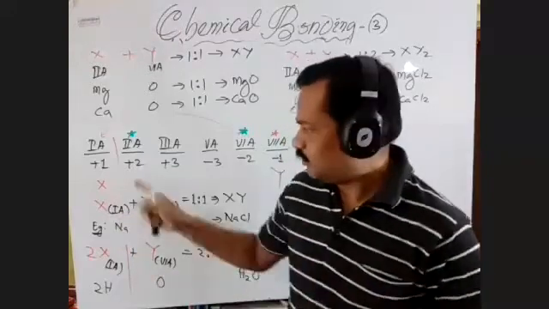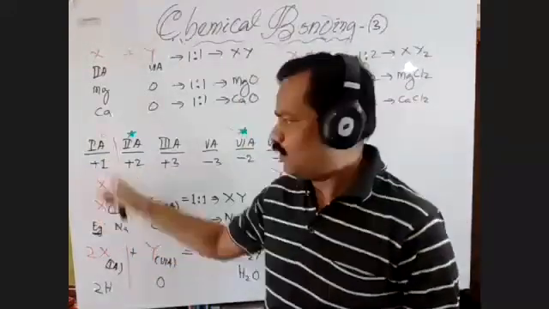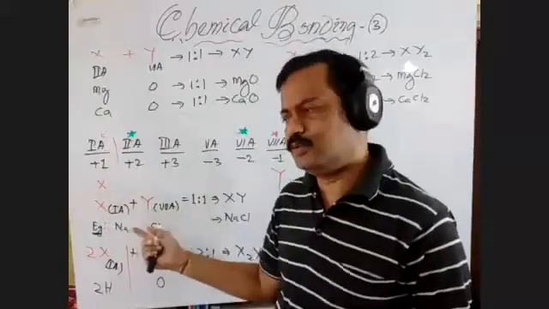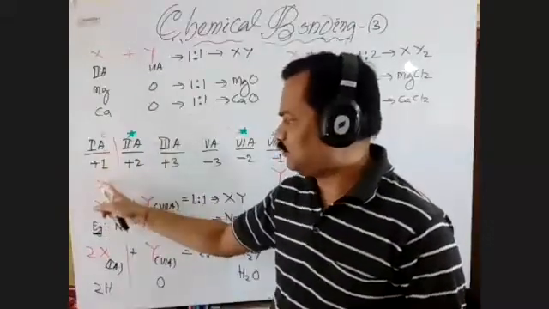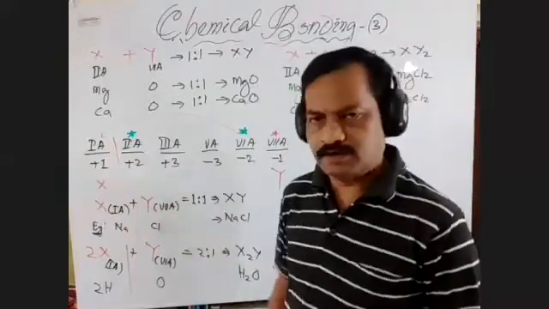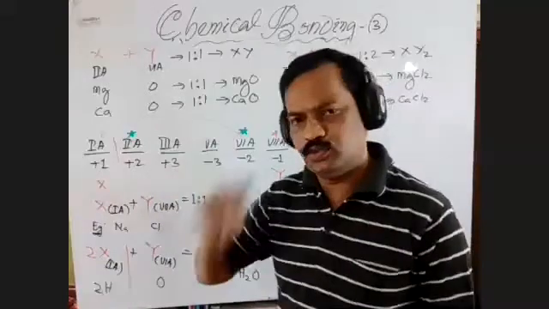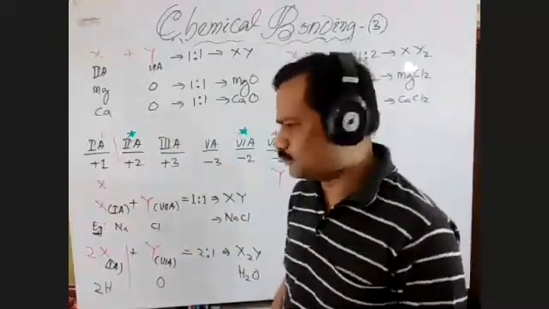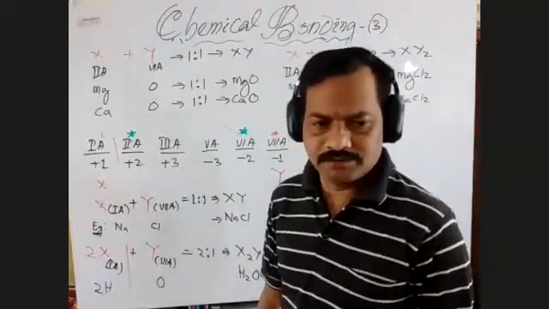That's why in group 1A, all the alkali metals have a tendency to lose one electron, so positive valency plus 1. Group 2A, alkaline earth metals, have a tendency to lose two electrons because they have two electrons in the outermost shell.